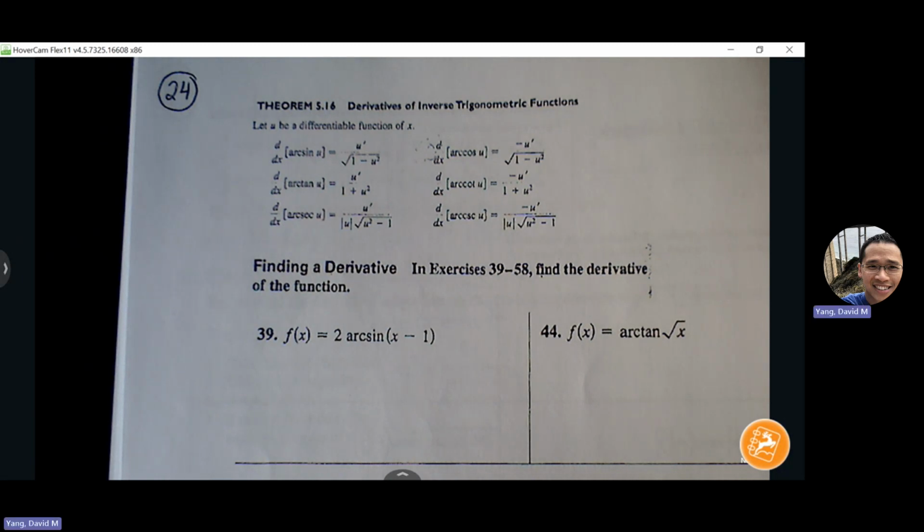Page 24. We're on a review packet yet, we're still on the review. Right, right. Well, yeah, I figured we'll just save the review for tomorrow.